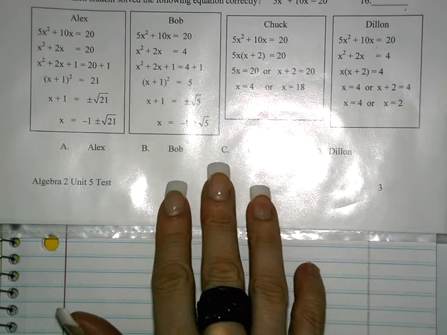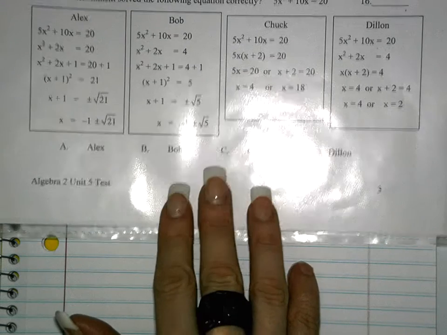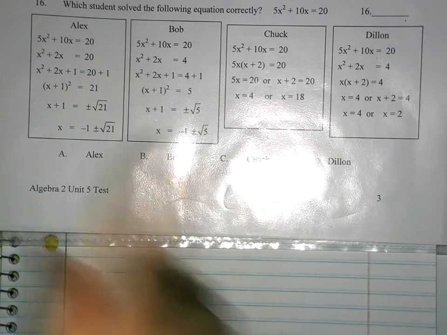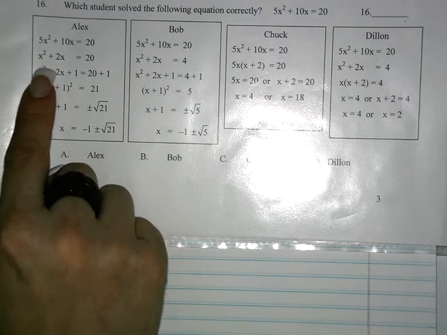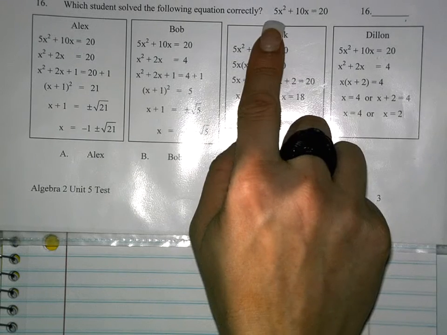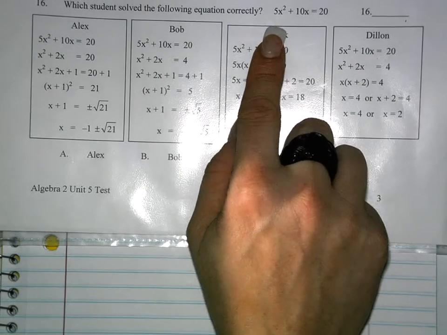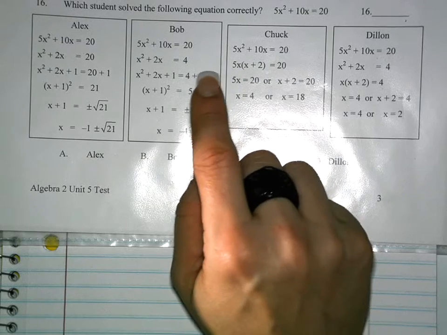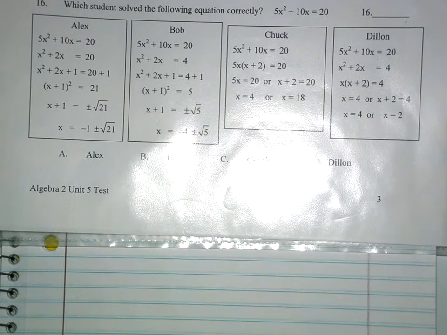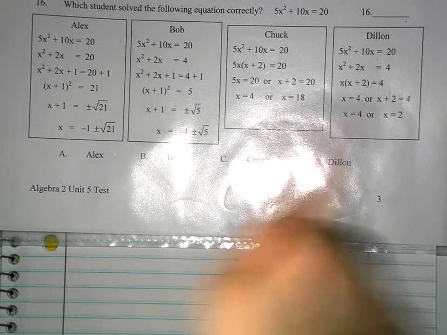When you look at this and it asks you which one solved correctly, okay, what they've done here is they actually took out the 5. It's not showing you that when you took out the 5, they divided it away. Okay, so they didn't really show that step. They just divided it away in their head, basically. Which one would be correct? Alex, Bob, Chuck, or Dylan?